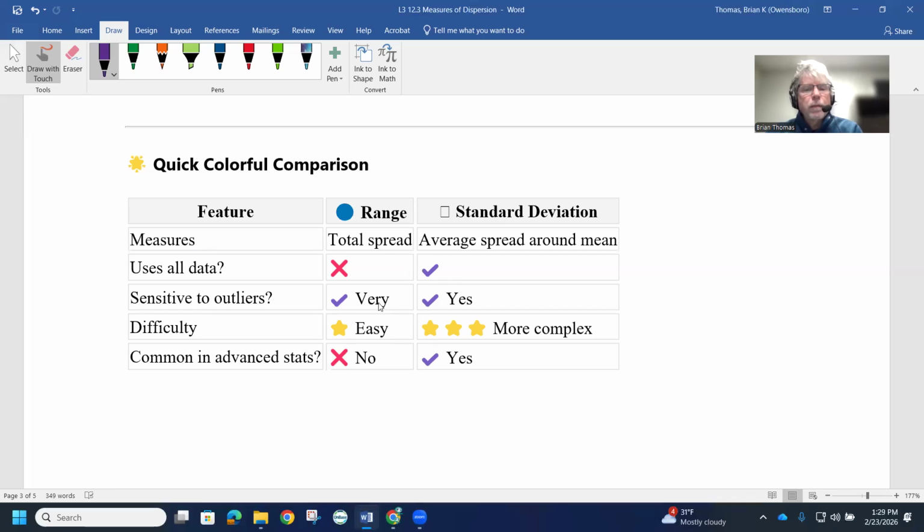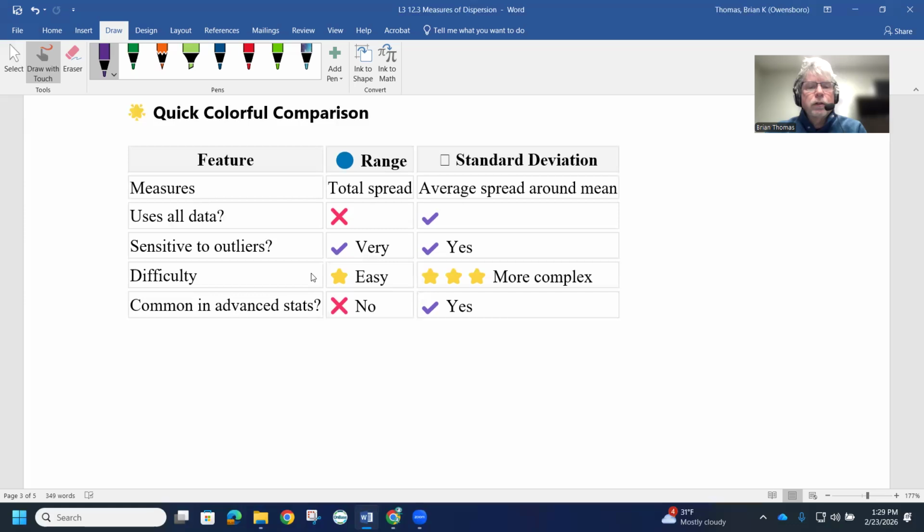So notice how they're both sensitive to outliers, but the range is more sensitive to outliers. Notice how the range does not use all the data. Meanwhile, the standard deviation does use all the data, which is kind of important. The important thing about the standard deviation is it's really spread around what we call the mean, the middle. Now, difficulty: range is very easy. Standard deviation is more complicated, and that's where technology will come into play. We'll show you how to use our calculators or the spreadsheet Excel to do that.